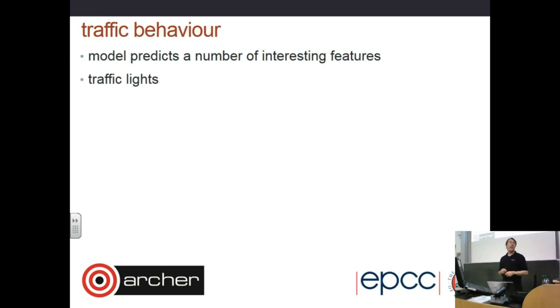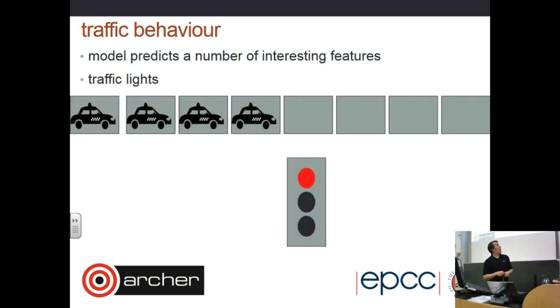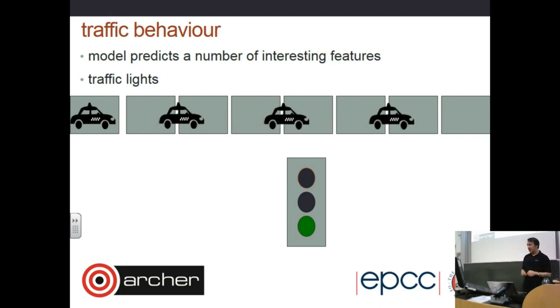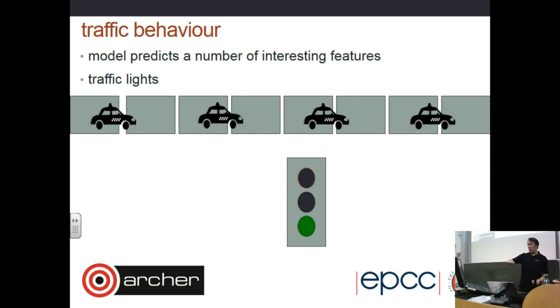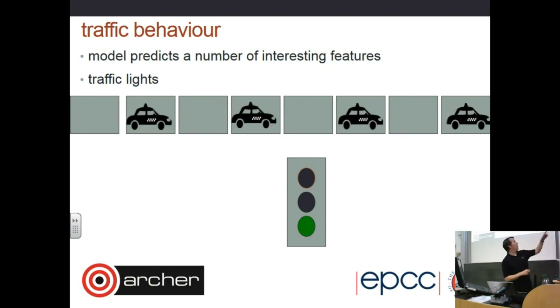At traffic lights, you get the right behavior: the cars are lined up together. When the traffic lights go green, everyone doesn't move off together. Basically, you move off sequentially. The traffic doesn't move off as a block. It takes a while, and actually, you might never get to the front of the queue. So that's a reasonably realistic behavior.